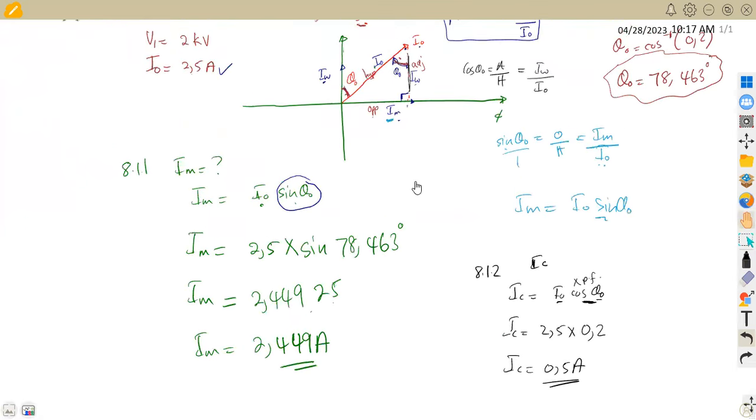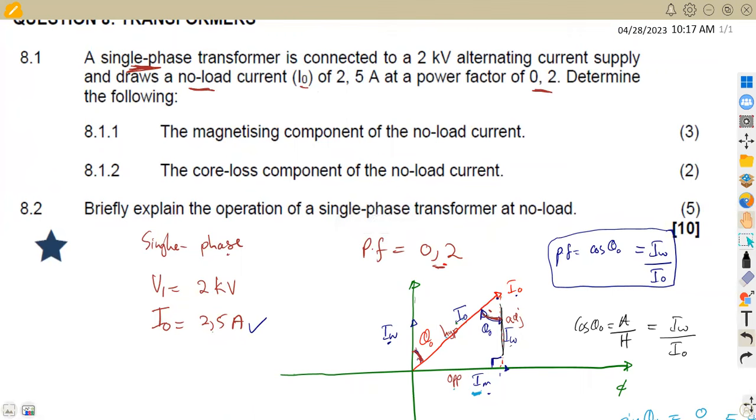Then we move on to 8.2, where we are asked to briefly explain the operation of a single phase transformer at no load. That is the one that we had at no load. But can we describe its operation at no load. That is 5 marks for that. Okay, so let's check what we have in this case.